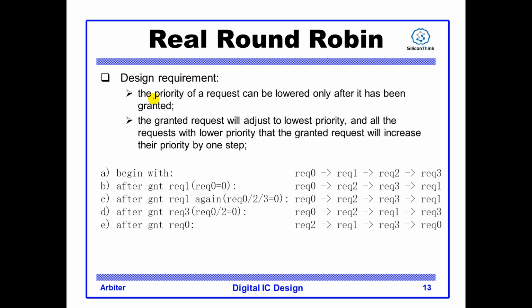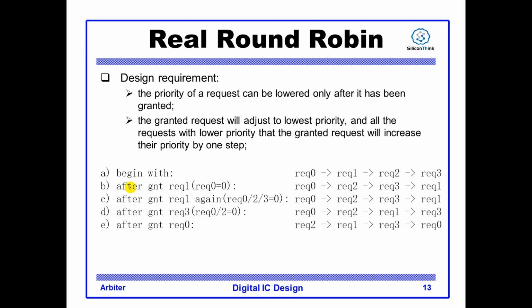The first is the priority of a request can be lowered only after it has been granted. And the second is the granted request will adjust to lowest priority, and all the requests with lower priority than the granted request will increase their priority by one step. And the requests with higher priority than the granted request will keep their priority order.